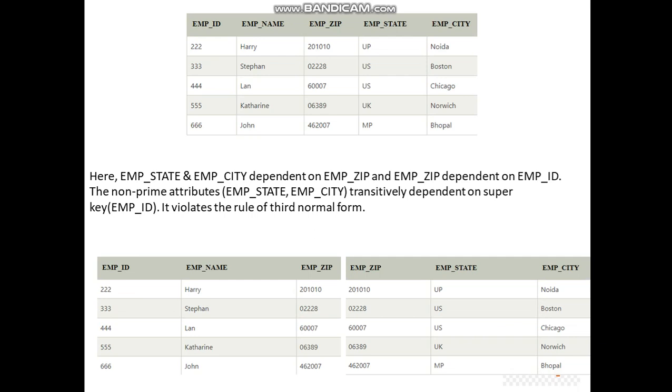Now to convert this into third normal form, what we have to do is decompose our table. We'll write employee ID, employee name and zip, and then we'll take a second table where we will take employee zip, employee state and city. So that means employee zip is no longer dependent on employee ID, correct? So there is removal of the transitivity rule, and now my relation is in third normal form.